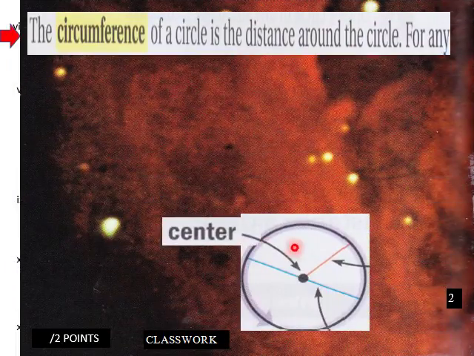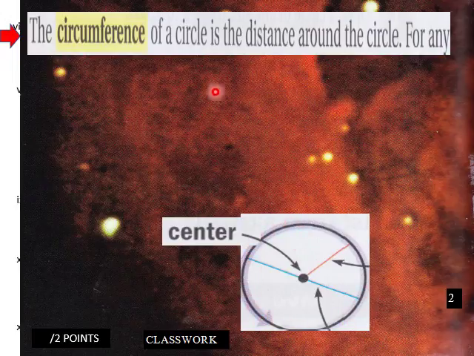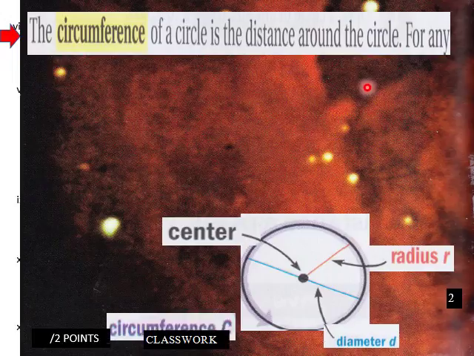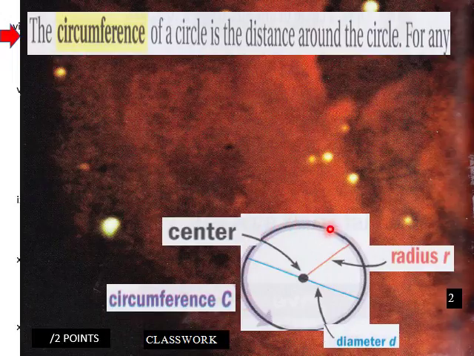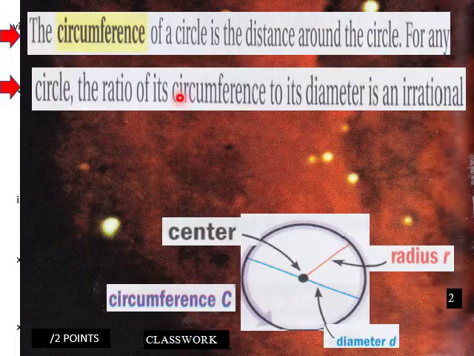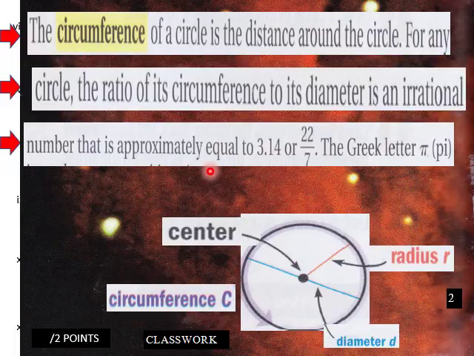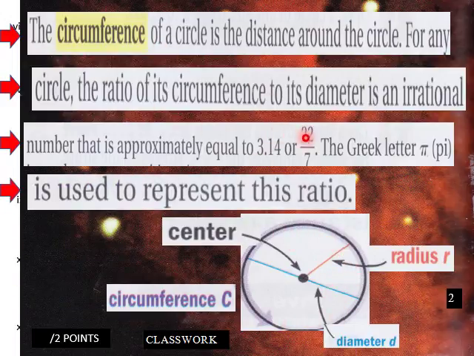The circumference of a circle is the distance around the circle, for any circumference C here. For any circle, the ratio of its circumference to its diameter is an irrational number that is approximately equal to 3.14, or pi. So the ratio of circumference to diameter is pi. That's the definition of pi. We have a lot of definitions here, students, so take note. The Greek letter pi is used to represent this ratio of circumference to diameter.